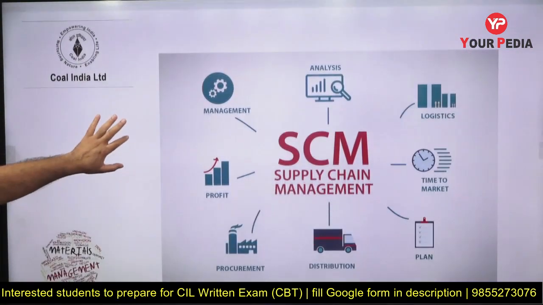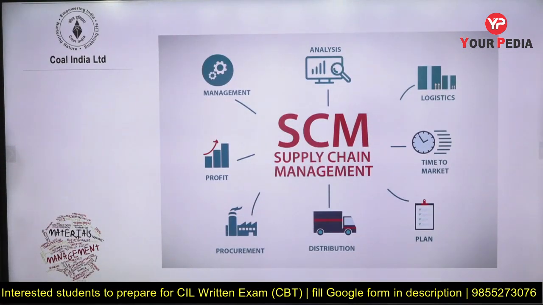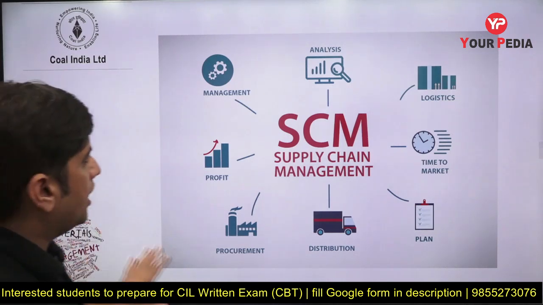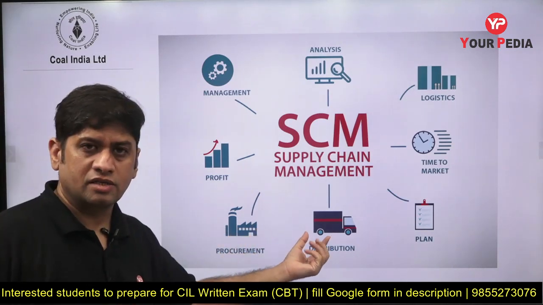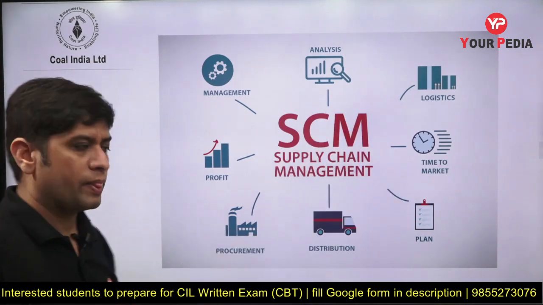Now supply chain management is something which links the logistics, analysis, management, profit. So all these things are connected together and this becomes supply chain management. So distribution, that is also part of supply chain. So a finished product is to be delivered, that is also supply chain.